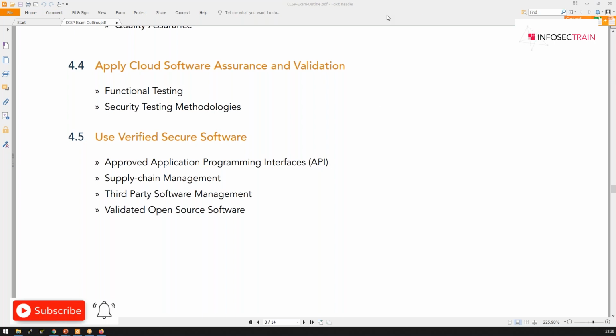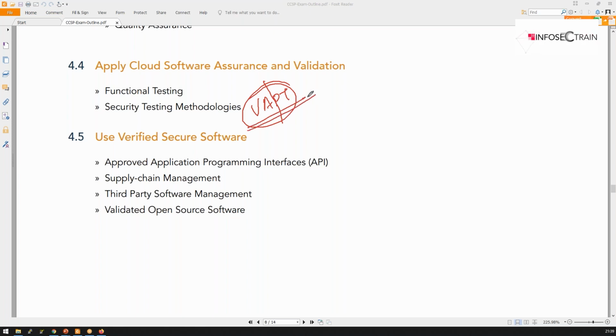I'll give a simple example. We have a process called VAPT. What is VAPT? Vulnerability assessment and penetration testing. So team, what is the difference between doing a vulnerability assessment and pen testing? The process of identifying known vulnerabilities is called VA, vulnerability assessment. And trying to see how much these vulnerabilities can be exploited is what we call penetration testing.